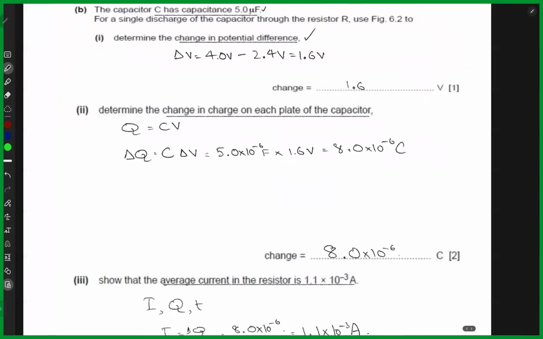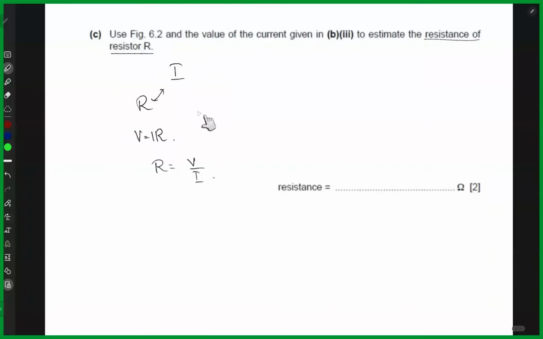Does that make sense? So V would be 3.2 volts. The average current is 1.1 into 10 raised to power minus 3. So just put these back in this equation. So you get 3.2 over 1.1 times 10 to the minus 3.